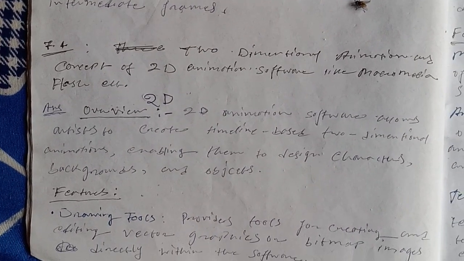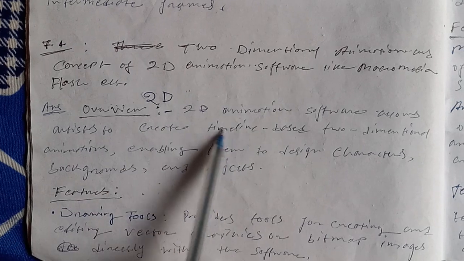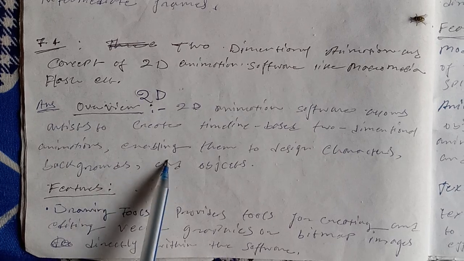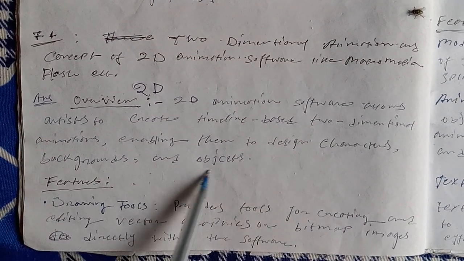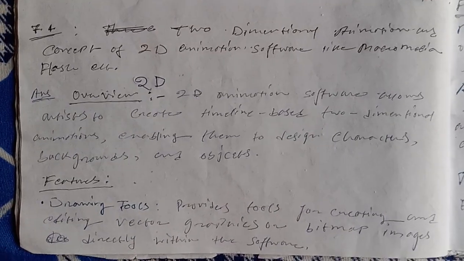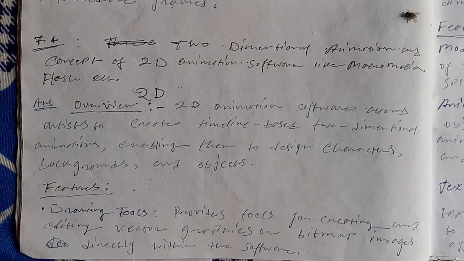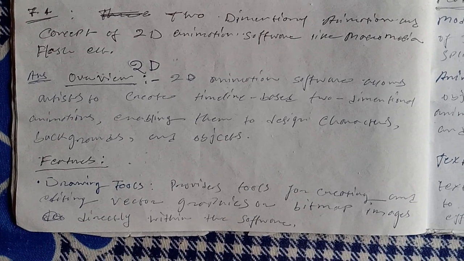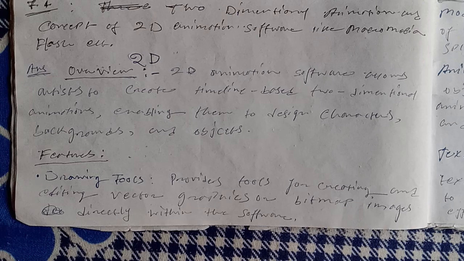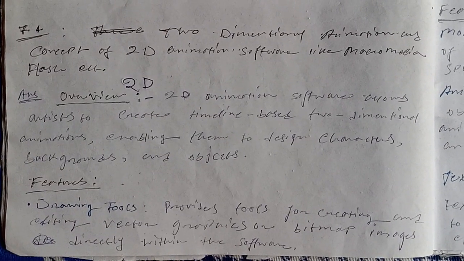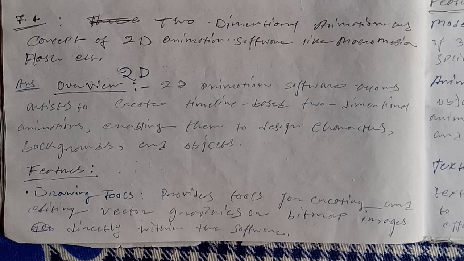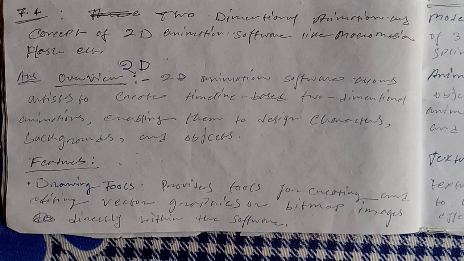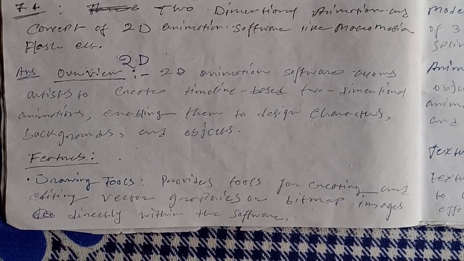At first, the 2D animation software overview. 2D animation software allows artists to create timeline-based two-dimensional animations, enabling them to design characters, backgrounds, and objects. We have several features for this software. The first one is drawing tools, then timeline, tweening, layer-based editing, export options, etc. So the first one is drawing tools. 2D animation software provides tools for creating and editing vector graphics or bitmap images directly within the software.